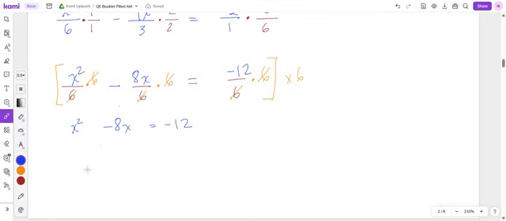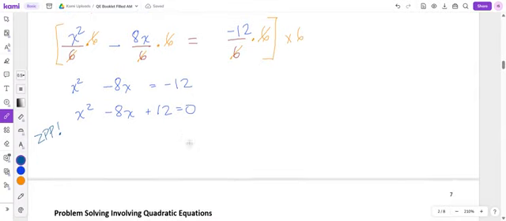So I have to bring the 12 over. X squared minus 8x plus, right, the 12 becomes positive, equals 0. If I have the left side of the equal sign equaling 0, the right side equaling 0, I can use the ZPP. Hooray! The zero product property. And so to use the zero product property, I have to factor. I need two factors. I need to have a product. So I'm finding two numbers that multiply to give me 12, add up to give me negative 8.